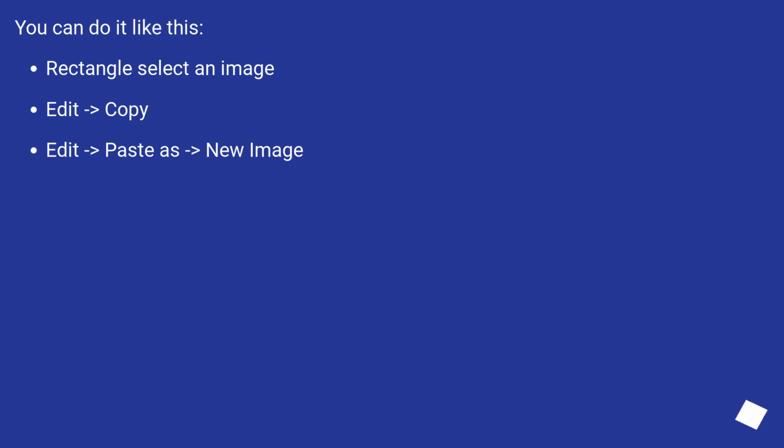You can do it like this. Rectangle select an image. Edit in GIMP, copy. Edit in GIMP, paste as, new image.